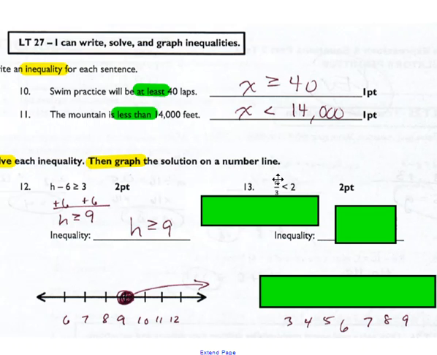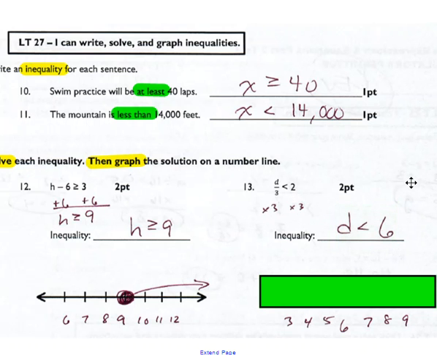Number 13, d divided by 3 is less than 2. Well, if you want to get the variable by itself, you have to get rid of dividing by 3. So we multiply both sides by 3. That cancels that out. That ends up with a 6. So we really have d is less than 6. And that's what we want to graph.